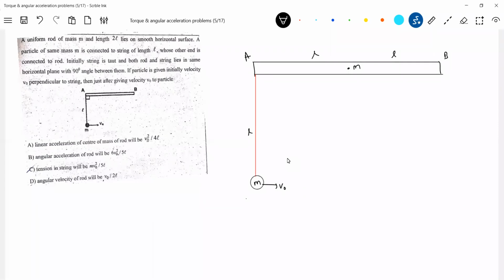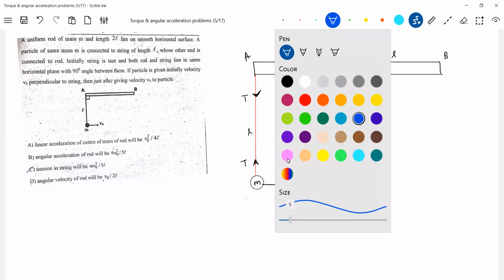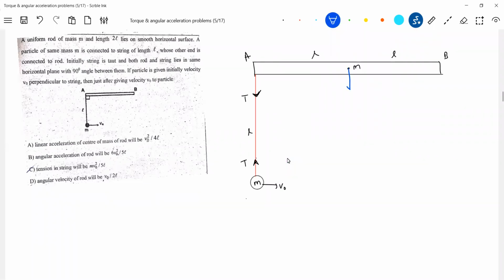Immediately what will happen? The moment you give velocity, this particle wants to move horizontally, and the string will not permit. The string will become taut, so a tension will act, and this tension will also act on the rod. Very next moment, a tension is set up, and this tension, because the force is acting, will accelerate the rod.